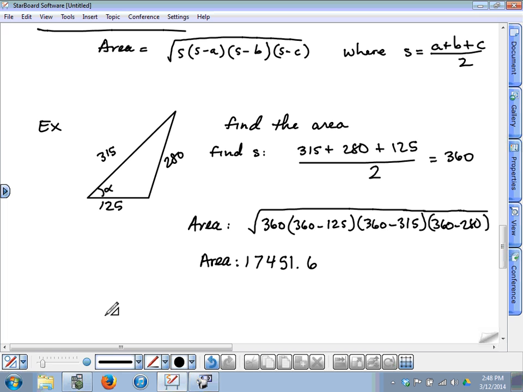But those are your options regarding finding the area of a triangle if you don't know the height. If you know all three sides, you can use Heron's formula. If you know two sides and the angle included between those two sides, you can use that other area formula.